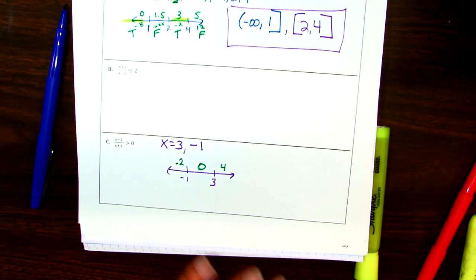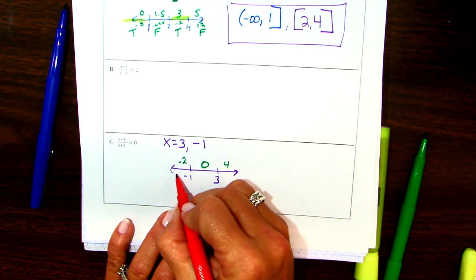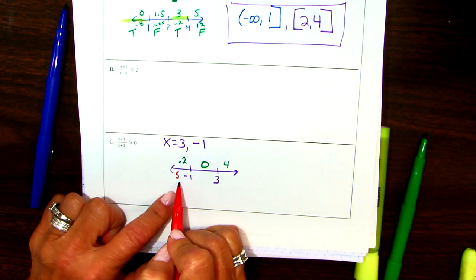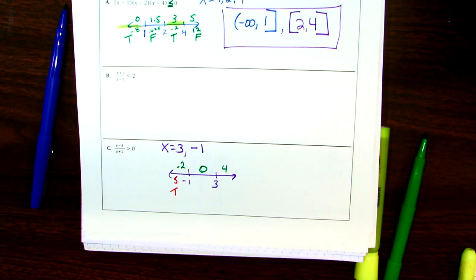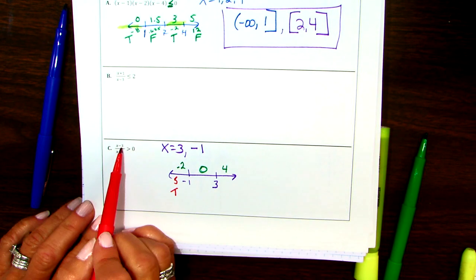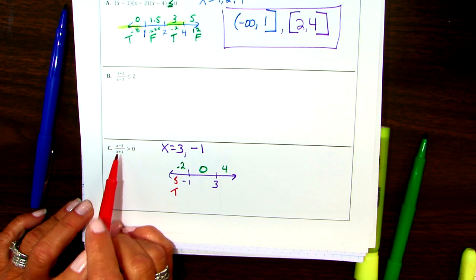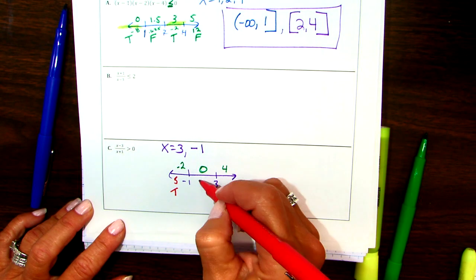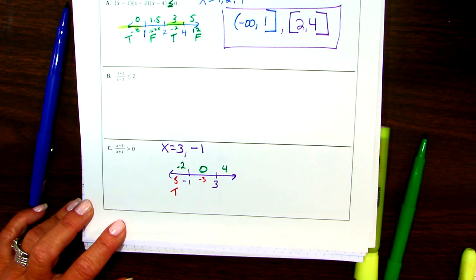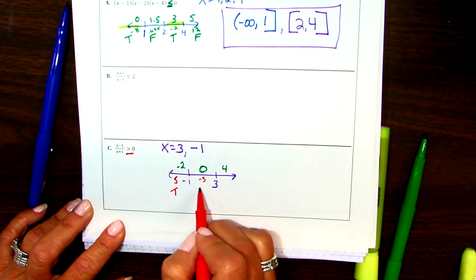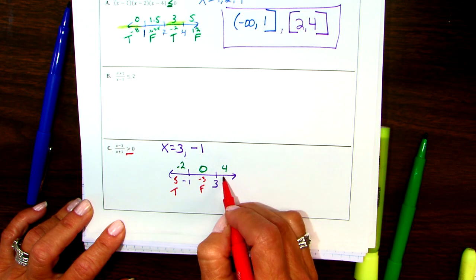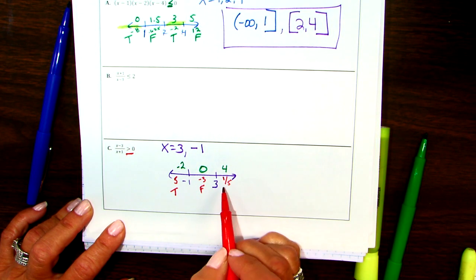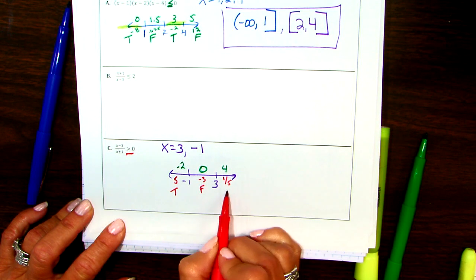I don't need to really put that in my calculator. That would be 5. Is 5 greater than 0? Yes, it's true. -3 divided by 1 is -3. Is that greater than 0? Nope. And when I do this one, I get 1/5. Is 1/5 greater than 0? Yes.